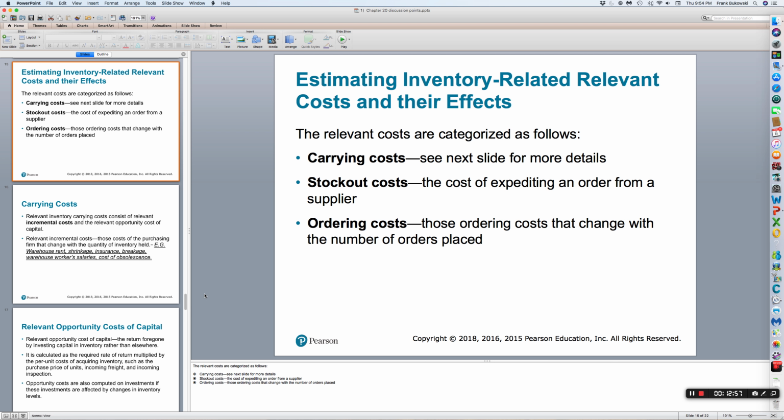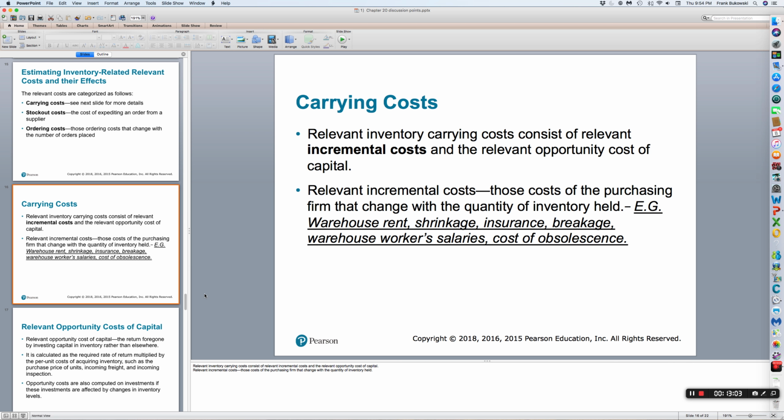Ordering costs are those costs that will change with the number of orders placed. Let's go ahead and look at carrying costs. Carrying costs are relevant inventory carrying costs that consist of incremental costs and relevant opportunity costs. So first of all, let's take a look at incremental costs. These are the costs of the purchasing firm that change with the quantity of inventory held.